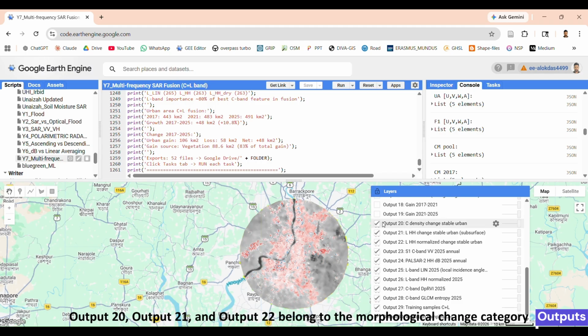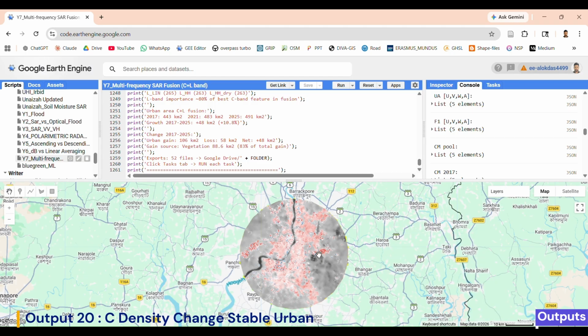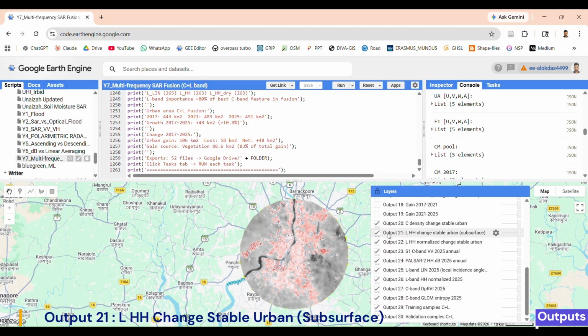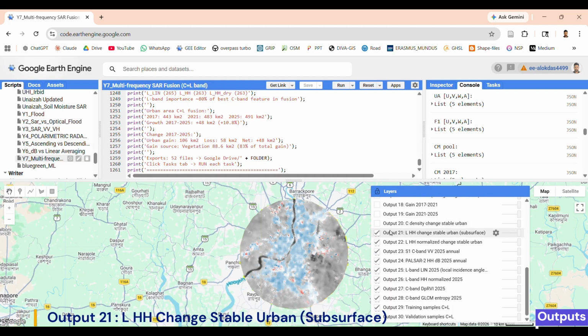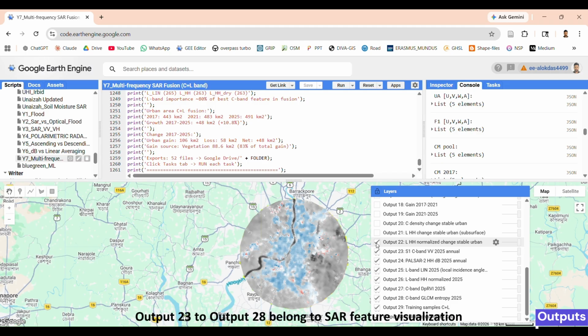Output 20, output 21, and output 22 belong to the morphological change category. Now moving to output 20, where red indicates increase, blue decrease, and white no change, highlighting increasing urban density. Next, observe output 21, which shows subsurface structural change with similar color interpretation, indicating internal urban transformation. Now coming to output 22, which shows normalized structural change, where red regions indicate increasing complexity and blue regions indicate reduction.